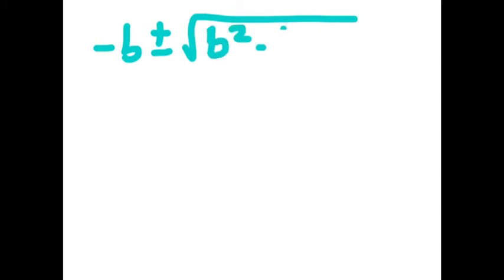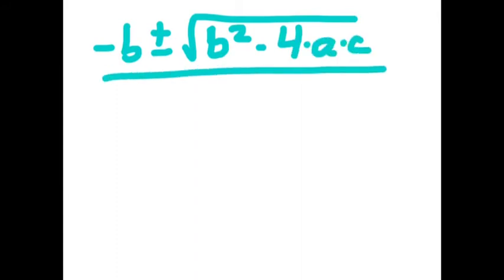Negative b plus or minus the square root of b squared minus 4ac, all divided by 2a. So let's just shrink it.